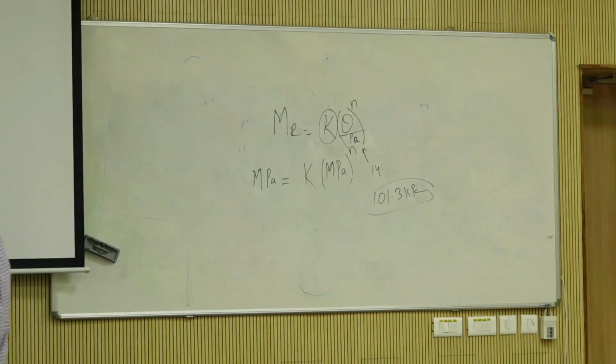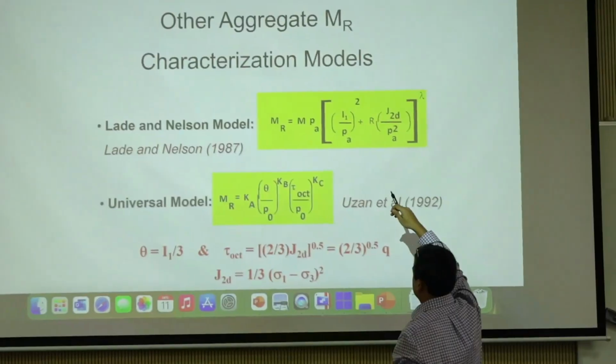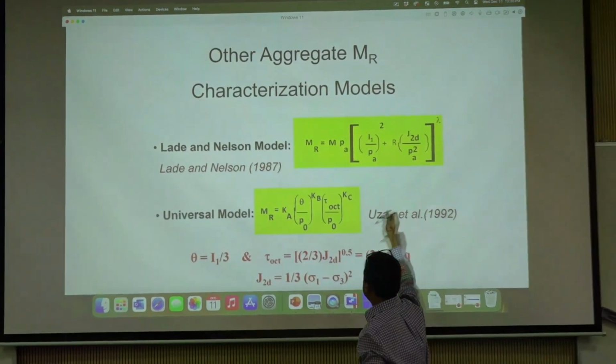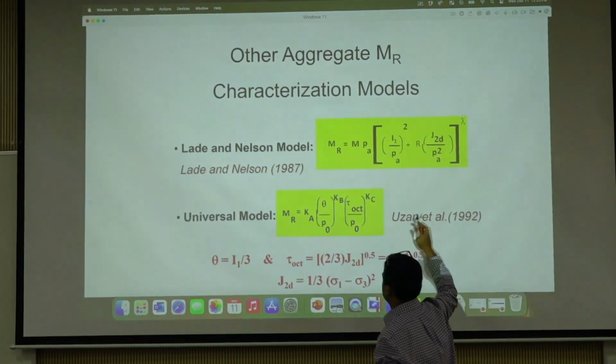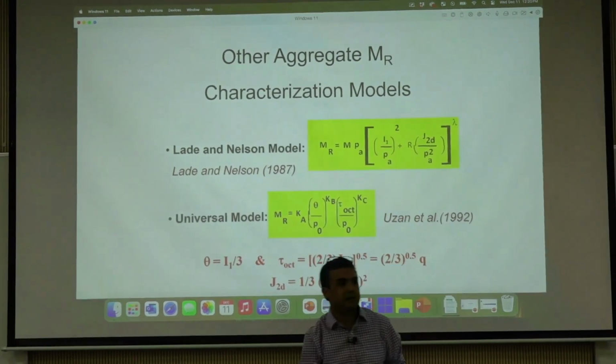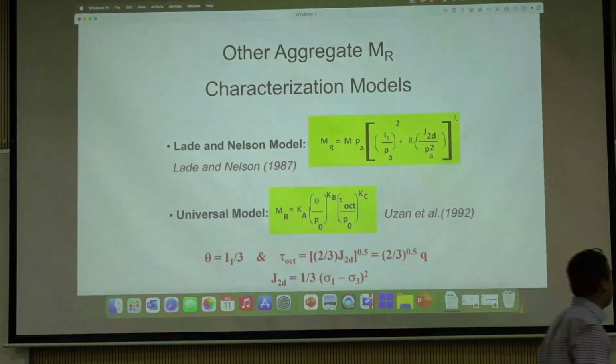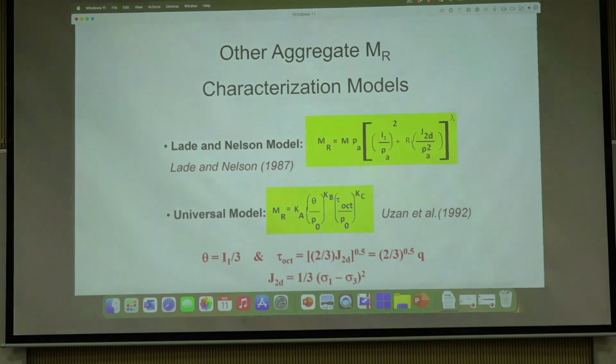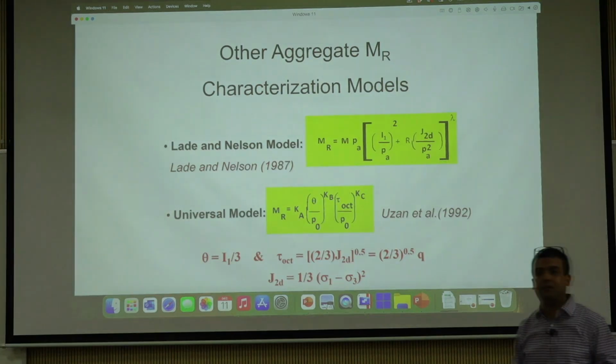Okay. Then there is something called the Uzan-Witczak model. Again, I1 is the same as the first stress invariant. J2D is basically the octahedral shear stress, tau. We'll get into that. Octahedral shear stress is again another mechanics thing. By the way, senior PhD students, who can answer this question: what is a stress invariant?